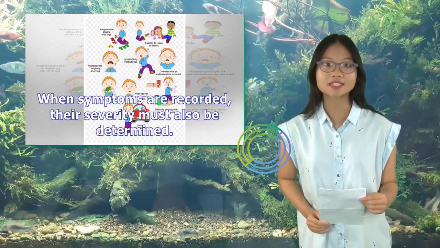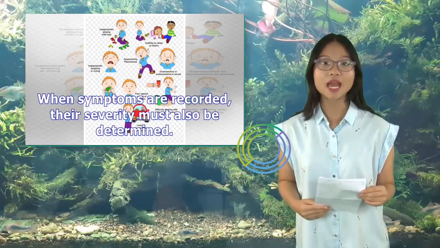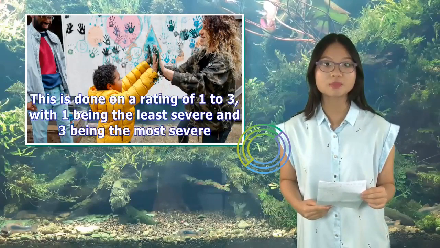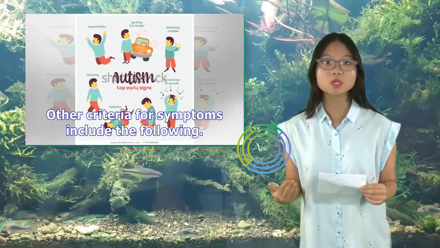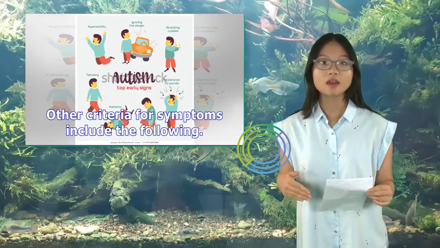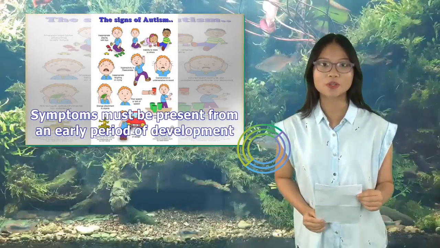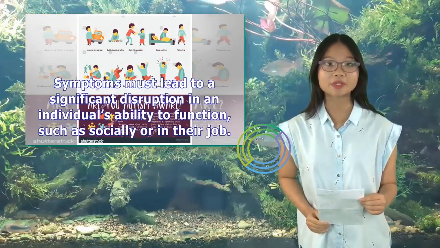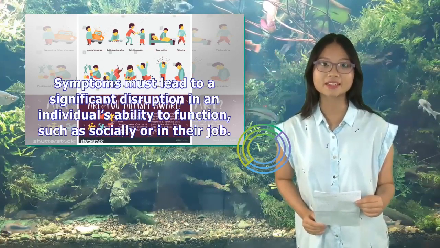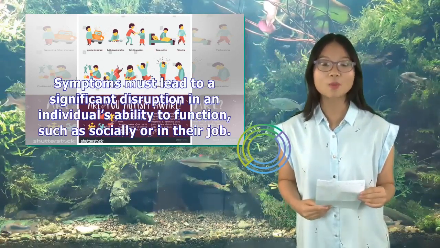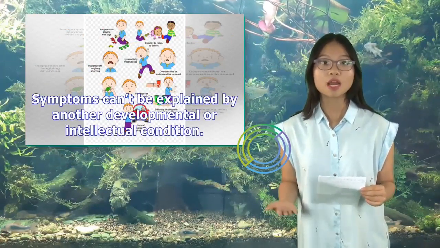When symptoms are recorded, their severity must also be determined. This is done on a rating of 1 to 3, with 1 being the least severe and 3 being the most severe. Other criteria for symptoms include the following. Symptoms must be present from an early period of development. Symptoms must lead to a significant disruption in an individual's ability to function, such as socially or in their job. Symptoms can't be explained by another developmental or intellectual condition.